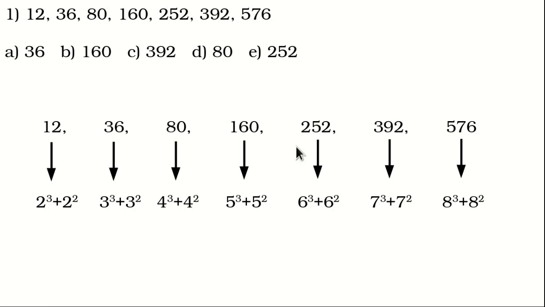We know that 252 can be written as 6 cube plus 6 square. 392 can be written as 7 cube plus 7 square. 576, which can be written as 8 cube plus 8 square. But 5 cube plus 5 square is not 160. So wrong number is 160 in the given series. So instead of 160, which number should be given? 150. So 160 is the wrong number in the given series. So your answer will be option B.